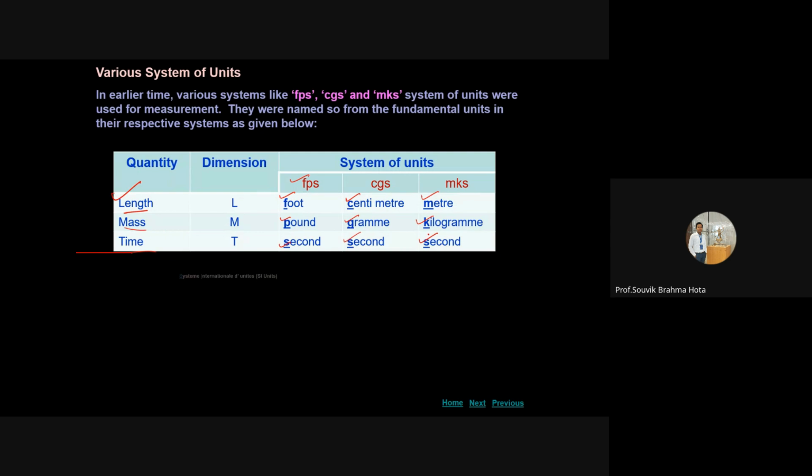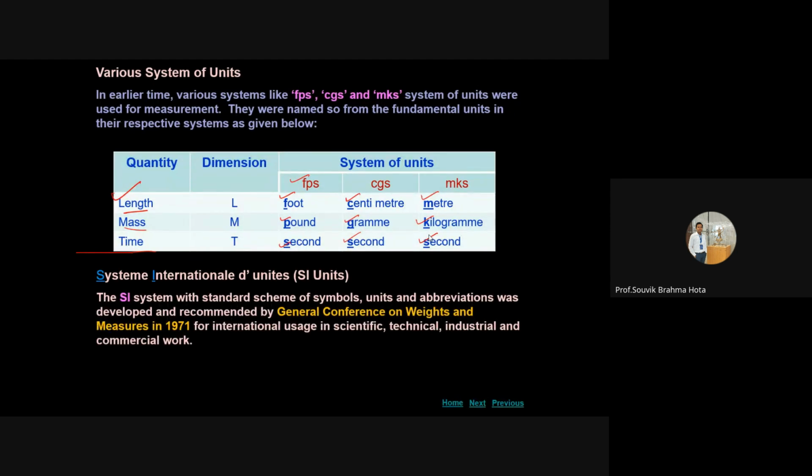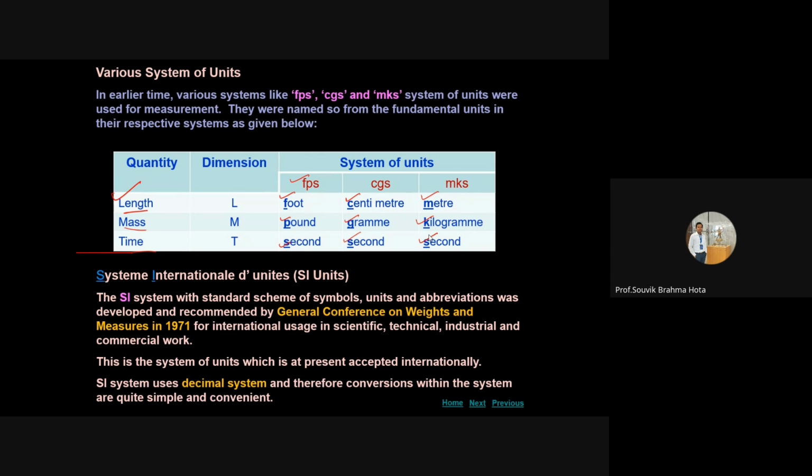Now the SI unit, that is Système International. The SI unit with a standard scheme of symbols, units and abbreviations was developed and recommended by the General Conference on Weights and Measures in 1971. This is the system of units which is at present acceptable all over the world. And the SI system uses the decimal system, and therefore conversions within the system are quite simple and convenient.